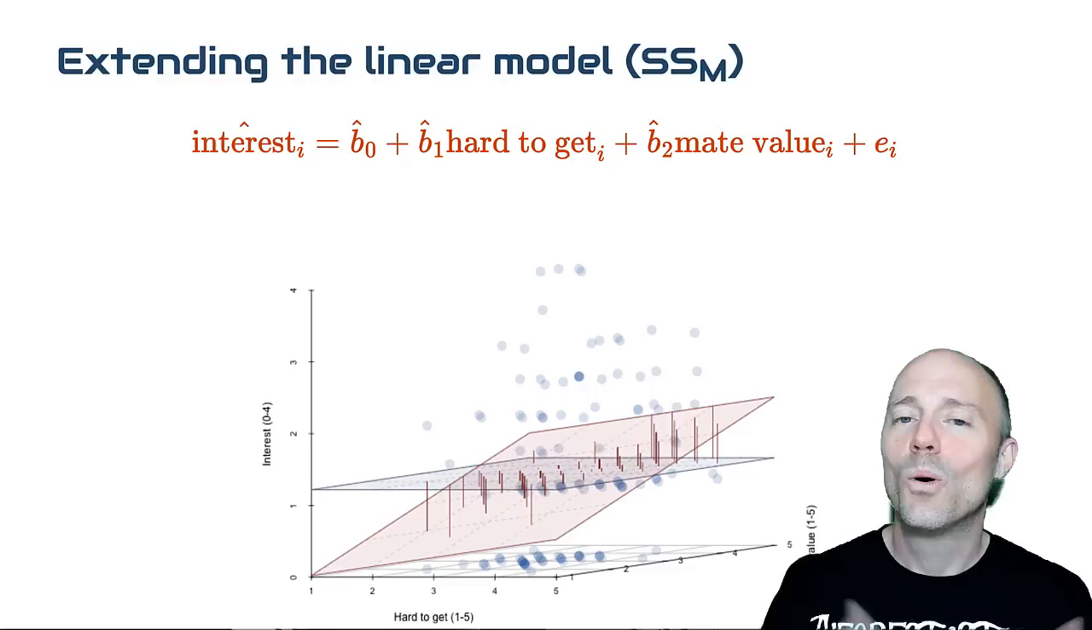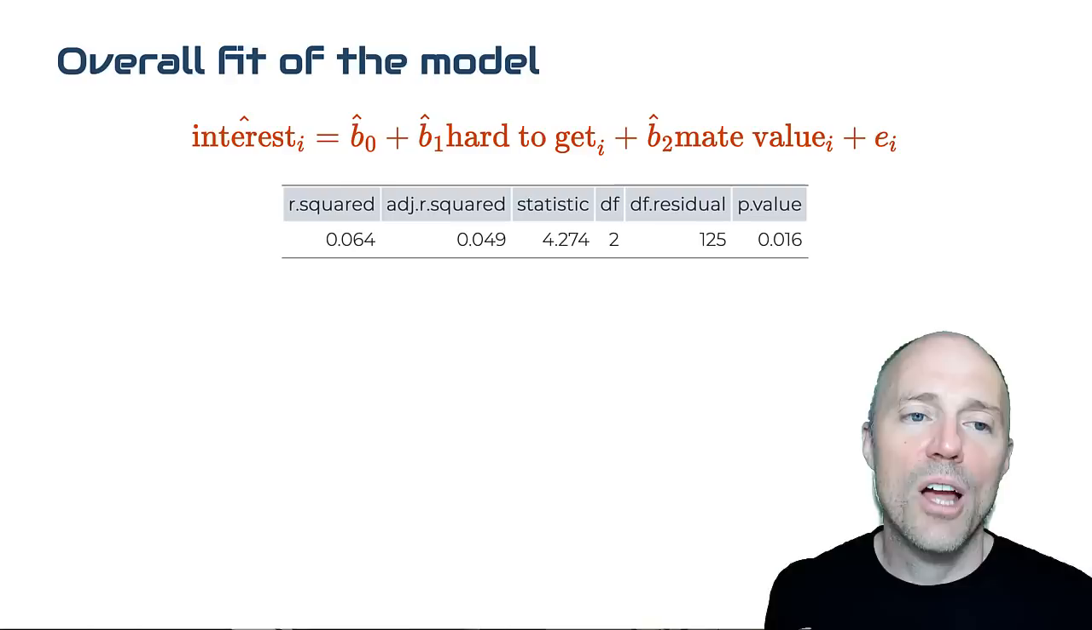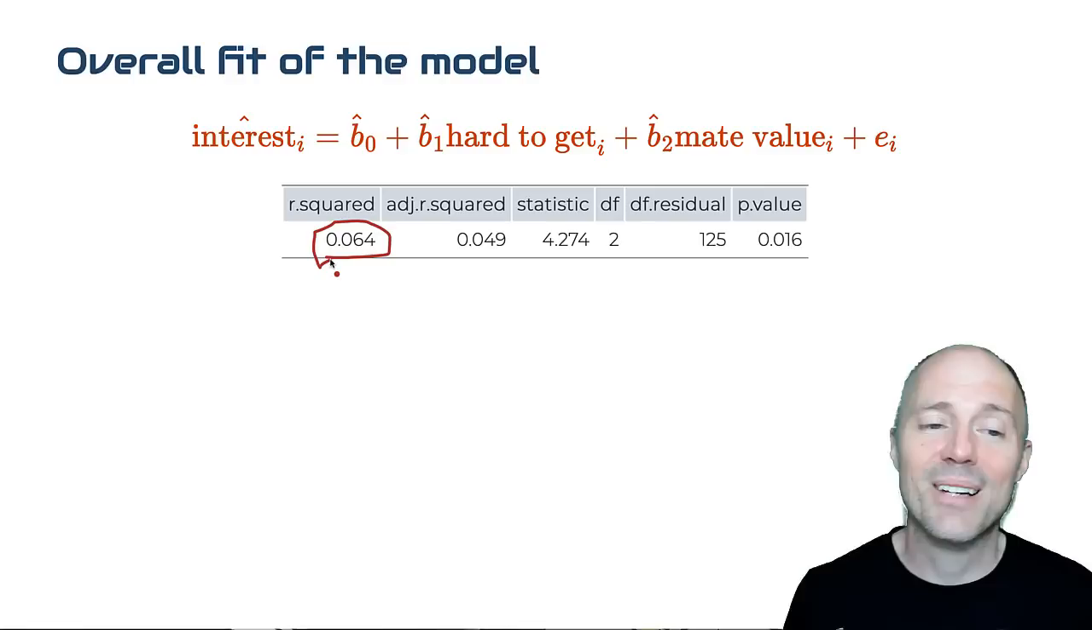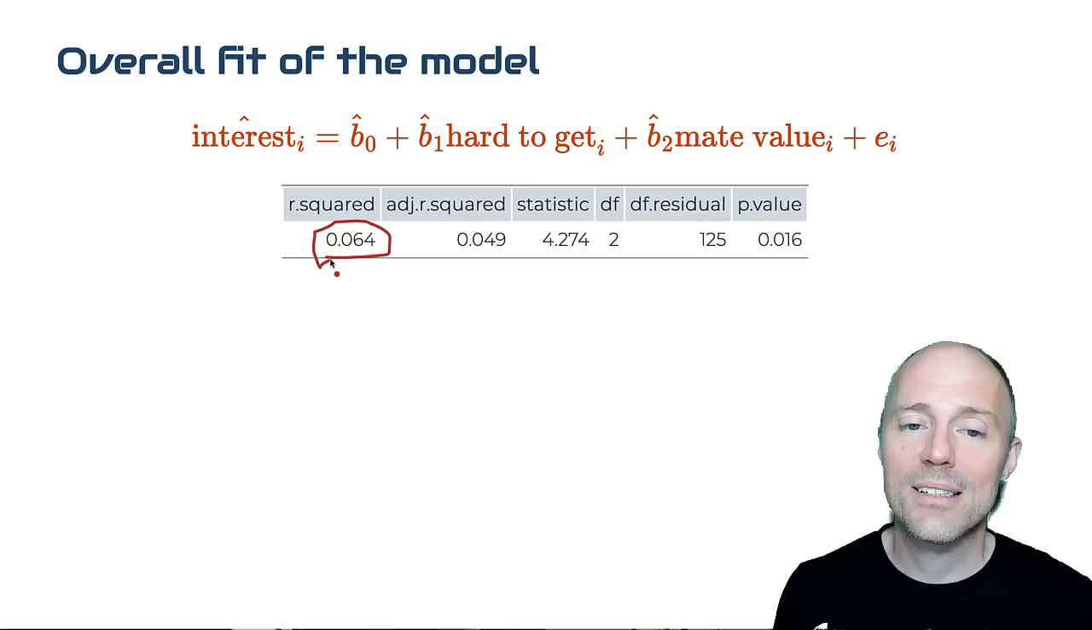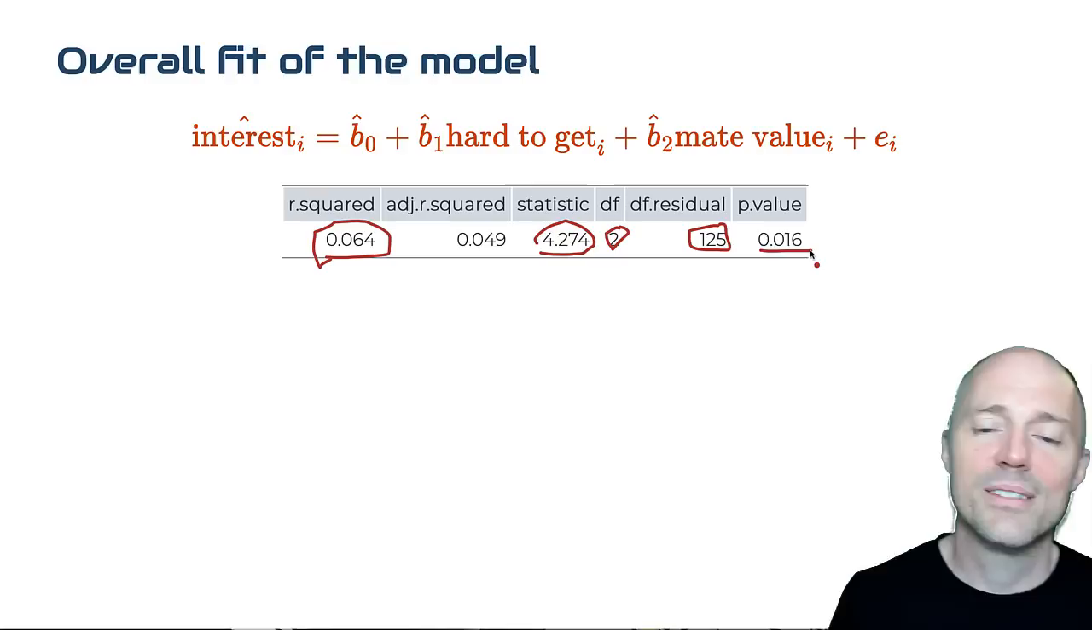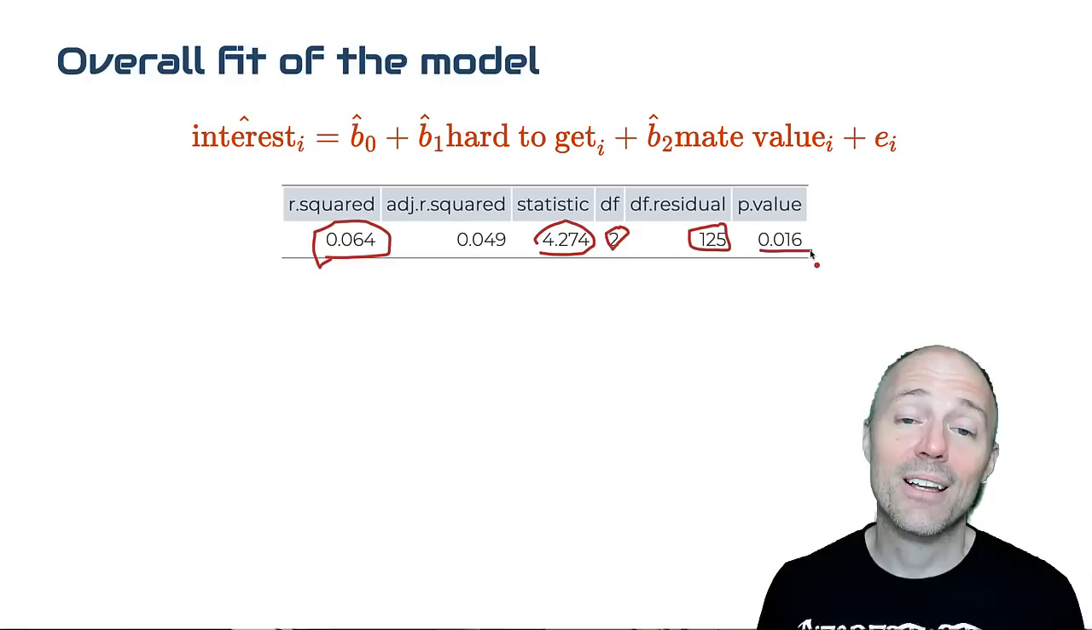So we can, again, look at overall fit of the model. When we have two predictors in our model, we get an R square of 0.06. So that means we can now account for about 6.4% of the variance in expressions of interest. Our F statistic, 4.27, with these degrees of freedom, has a p-value of 0.016. So overall, including both predictors, our model does significantly improve our ability to predict expressions of interest.